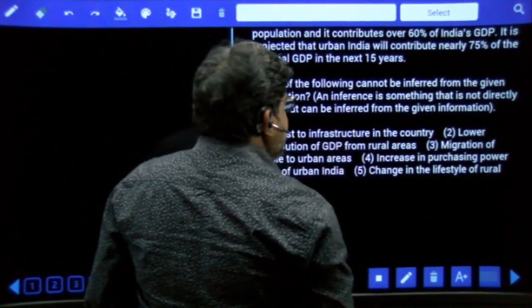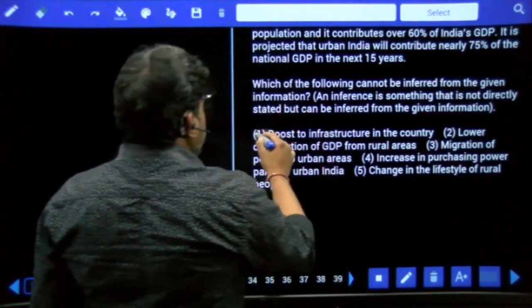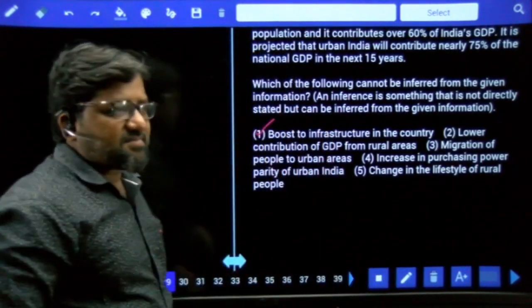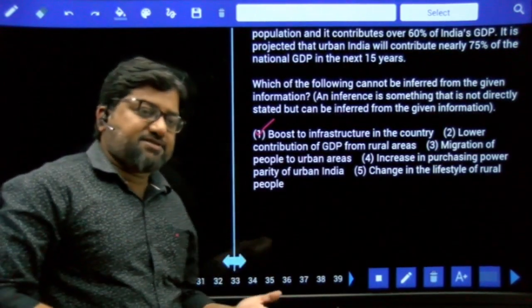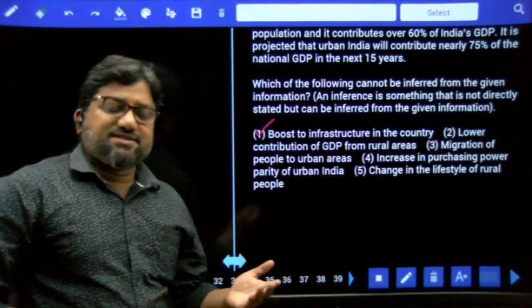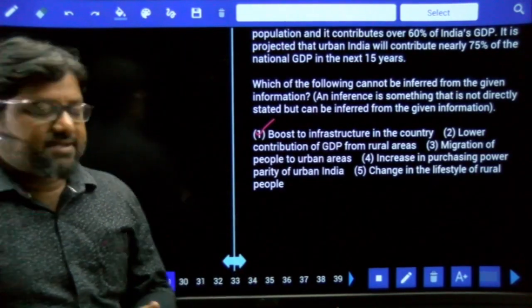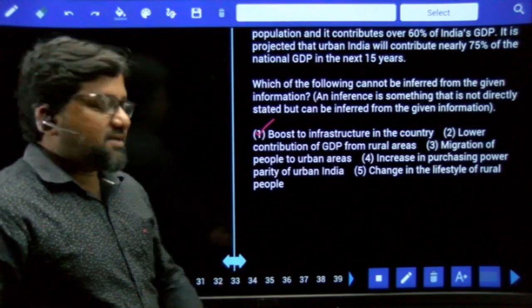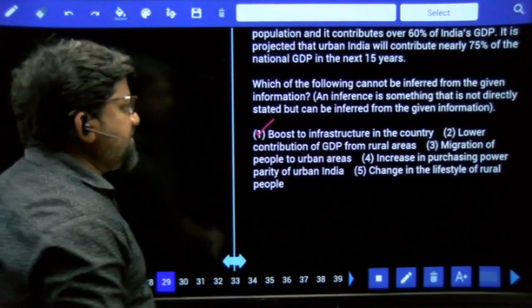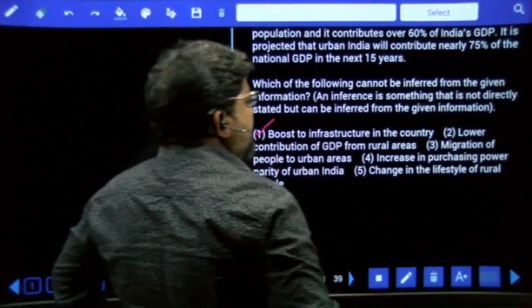Boost of the infrastructure in the country. Look at this, students. He says most of the people are moving to the urban areas, and the contribution to India's GDP is more from the urban areas. Then what will happen? Boost to the infrastructure in the country. Absolutely right. This can be inferred, but we want the one that cannot be inferred. So one is not my answer.